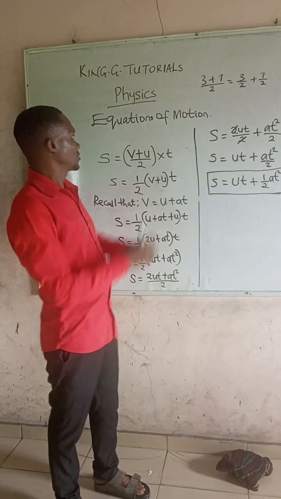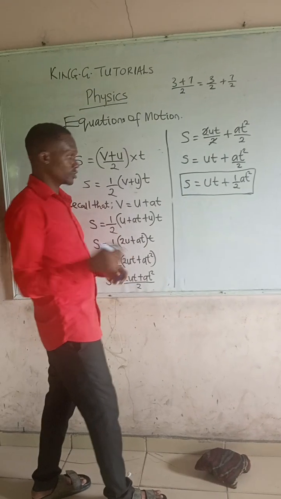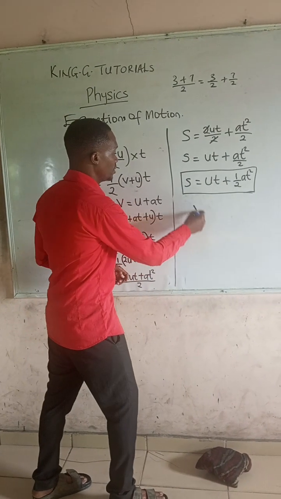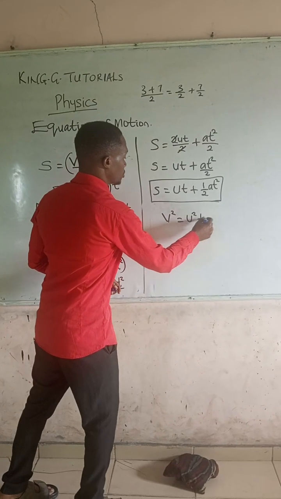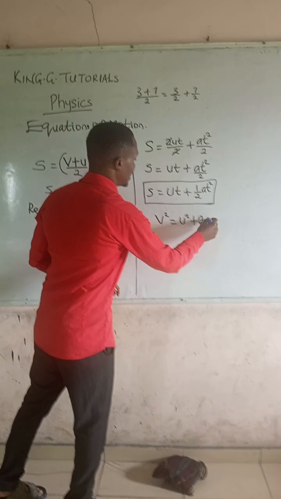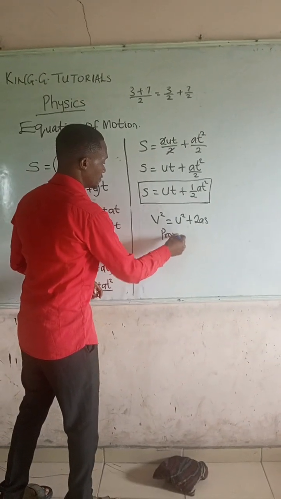All right, let's continue. Here is the next equation. How do you prove V squared equals U squared plus 2AS? Let's see the proof.